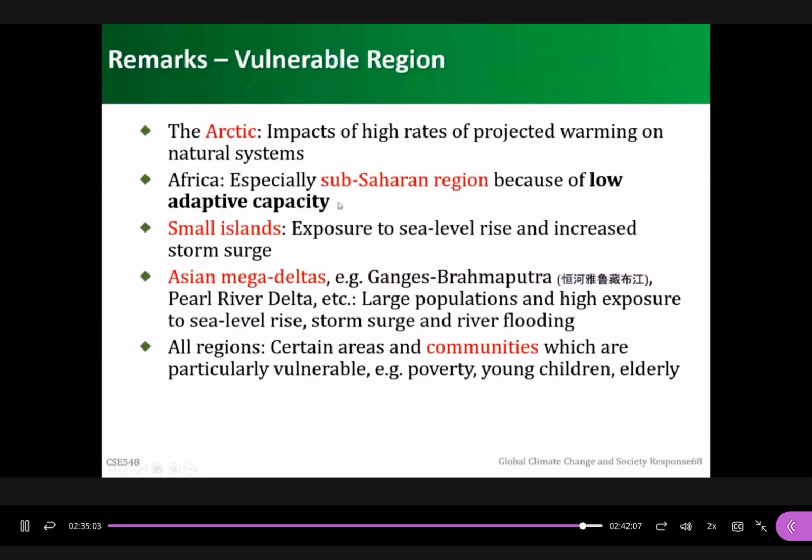And then for Africa, the sub-Saharan regions have low adaptive capacity, mainly because the people there mainly rely on agriculture. Small islands are exposed to sea level rise. Small islands in the Pacific Ocean, some parts are already submerged by the sea. And Asian mega deltas, the Ganges and Pearl River deltas, because of the storm surge and river flooding, all regions will be exposed to the impacts, especially the poor, young children, and elderly. These fragile people will suffer more from climate change.